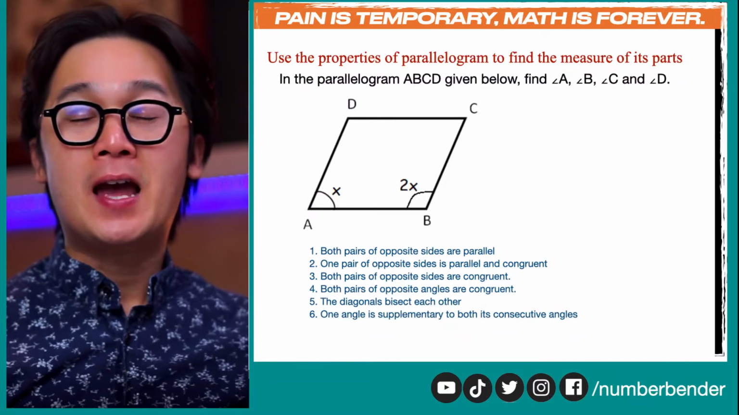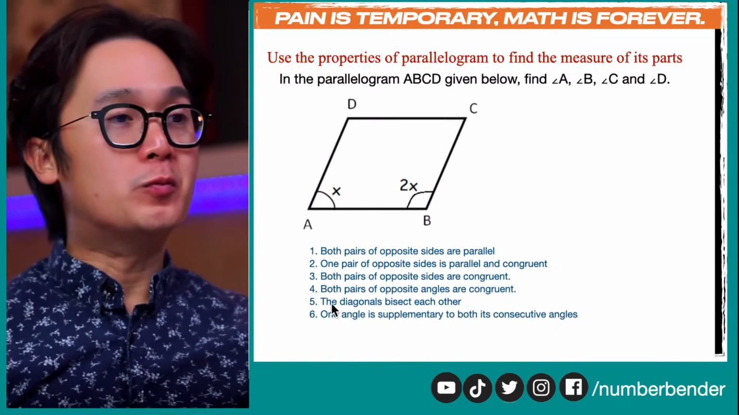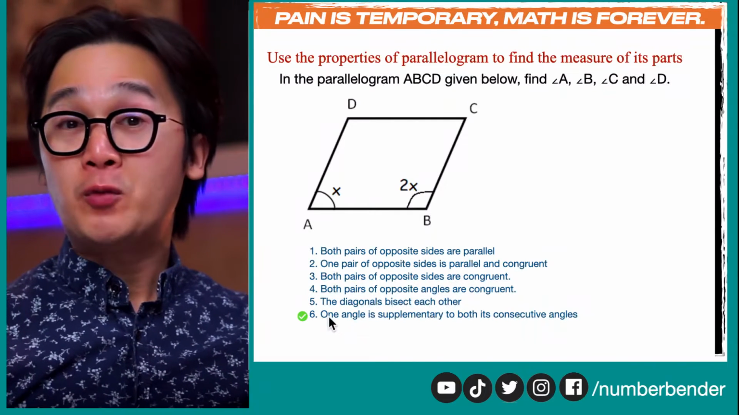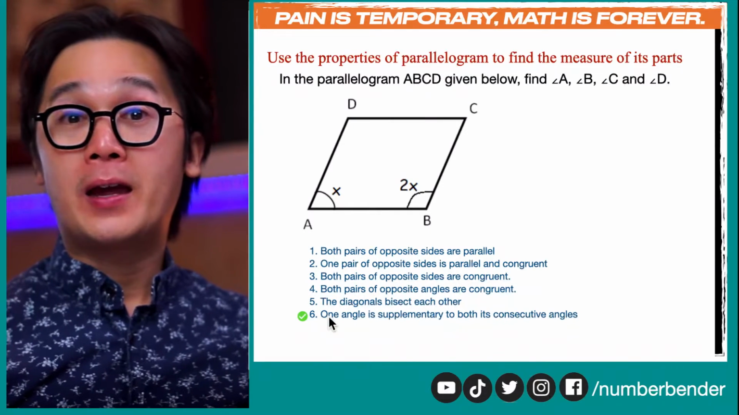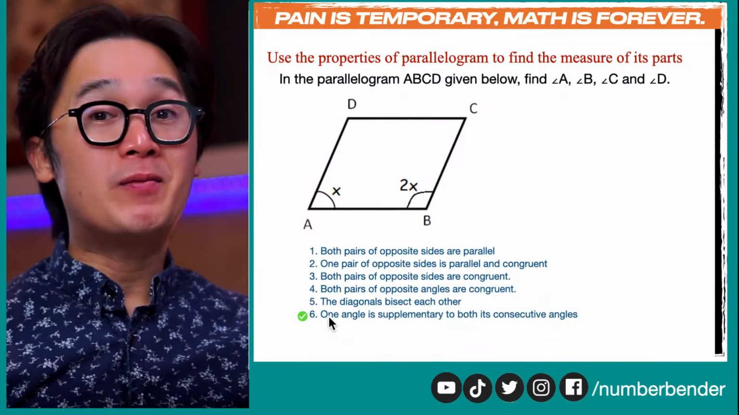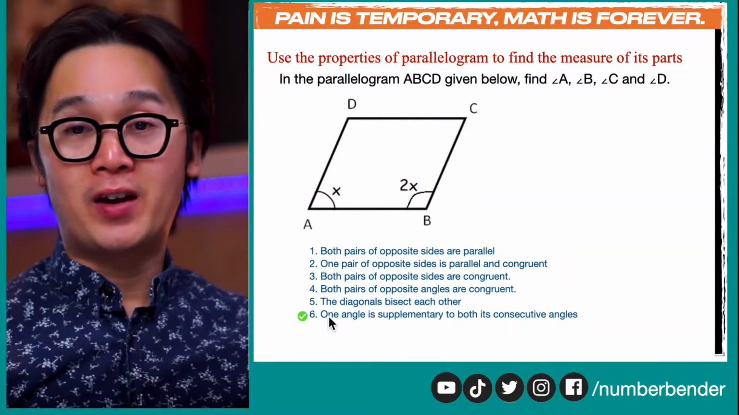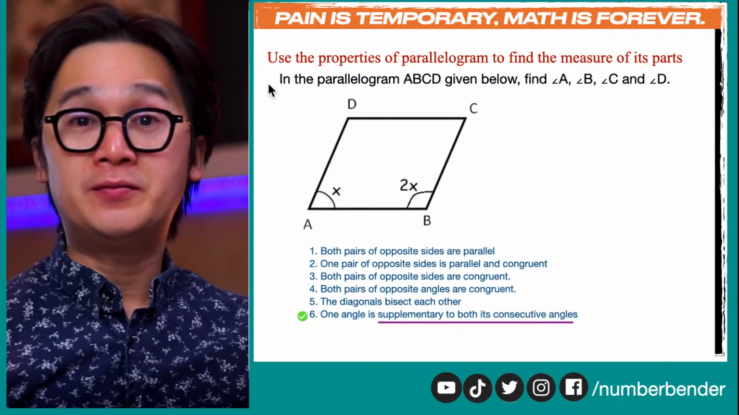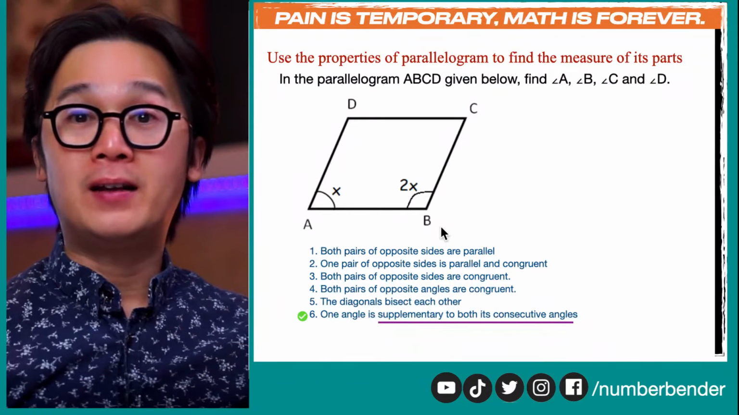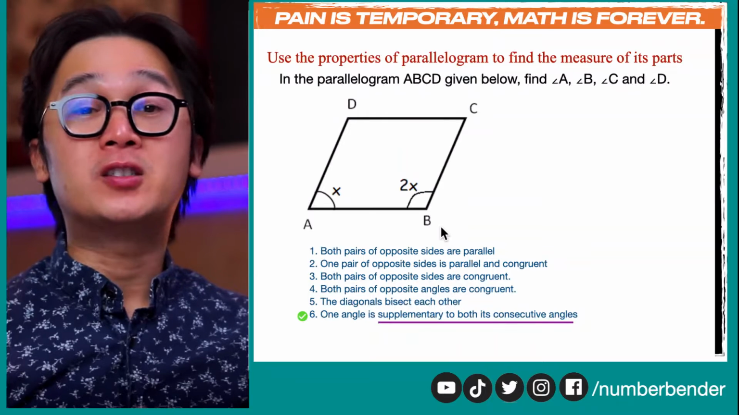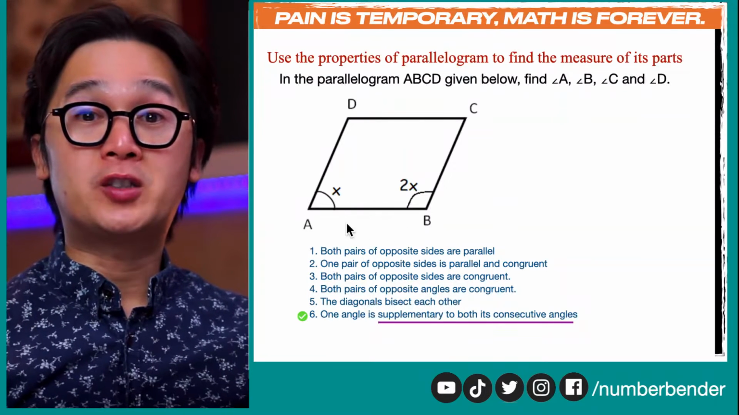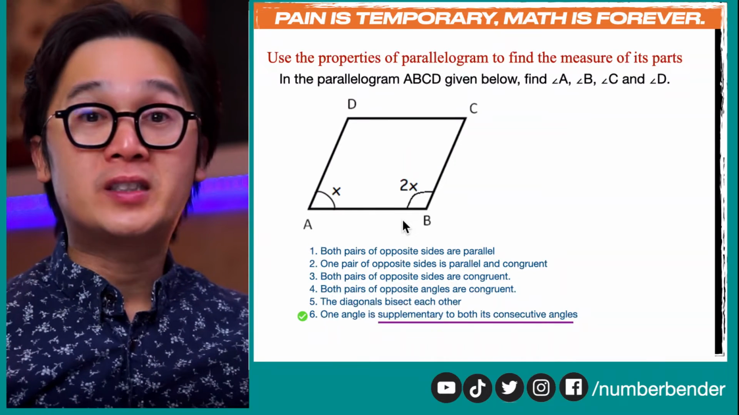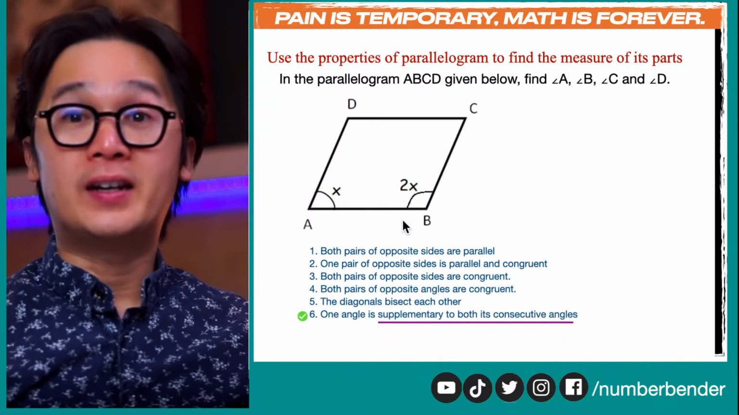And in this case, we're going to move all the way to condition 6, because this is our clue that will help us write the equation that will help us solve for the x variable. And what is that clue? It says here that the consecutive angles of a parallelogram are supplementary to each other. So that means A and B are supplementary, which is equal to 180 degrees.